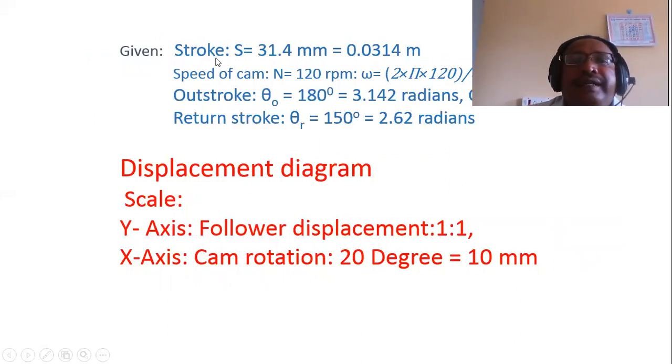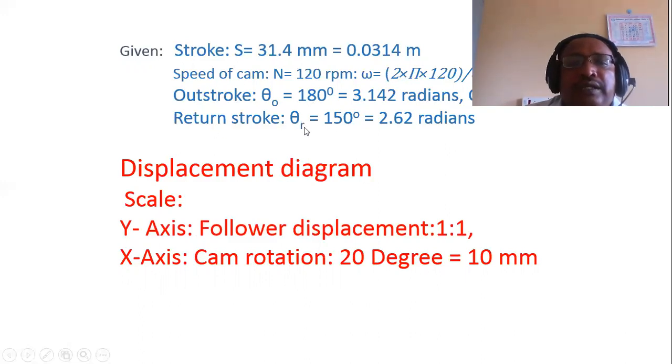So I wrote the given data. Stroke is given, it is 31.4 millimeter. I converted it to meter, it is 0.0314 meter. And speed of the cam is given in RPM. I will convert it to radian per second by multiplying by 2 pi and dividing by 60. And outstroke is given as 180 degree. I convert it to radian and it follows cycloidal motion.